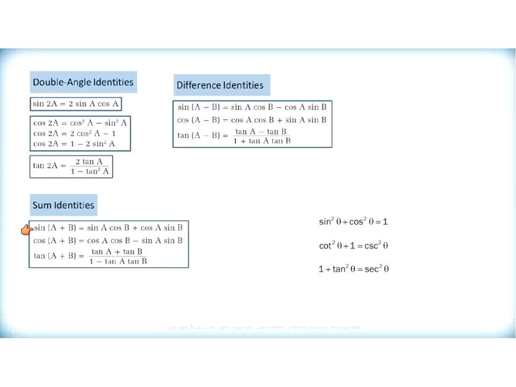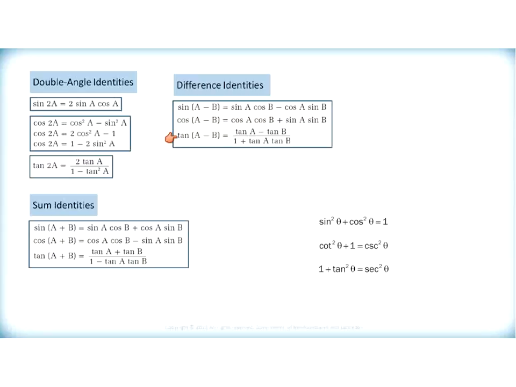The sum identities are sine of a plus b is sine a cosine b plus cosine a sine b. Cosine a plus b is cosine a cosine b minus sine a sine b. And the tan of a plus b is tan a plus tan b over 1 minus tan a tan b. And of course we also have the difference identities. Sine a subtract b equals sine a cosine b subtract cosine a sine b. The cosine of a subtract b is cosine a cosine b plus sine a sine b. And finally the tan of a subtract b is tan a subtract tan b over 1 plus tan a tan b.